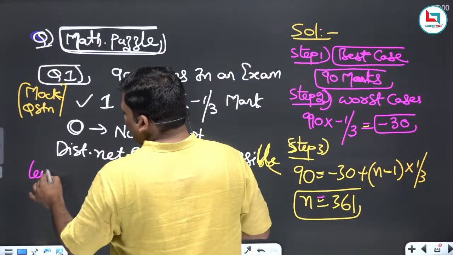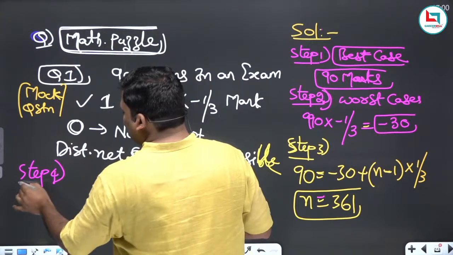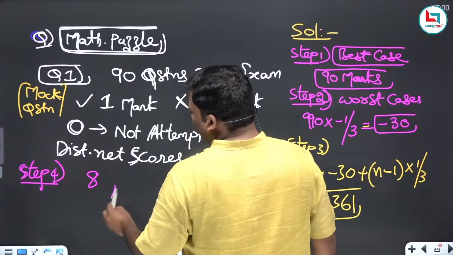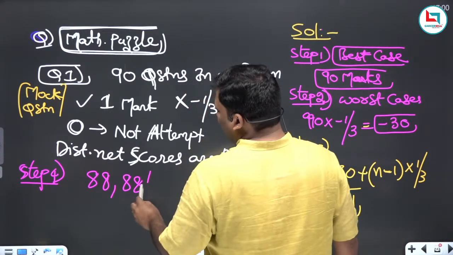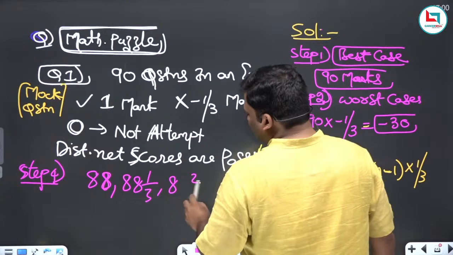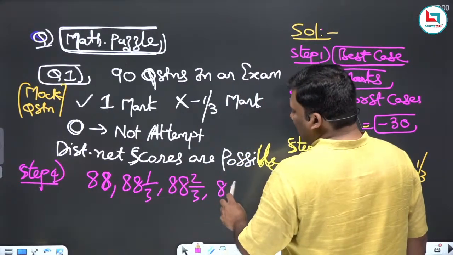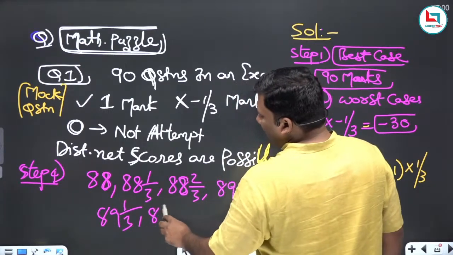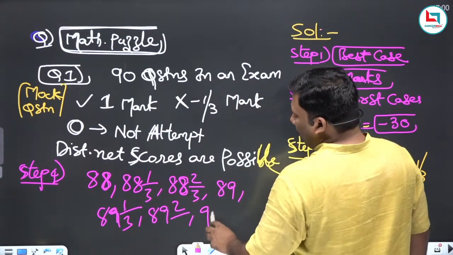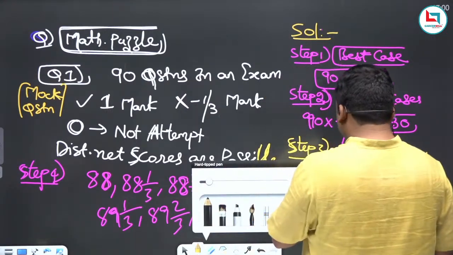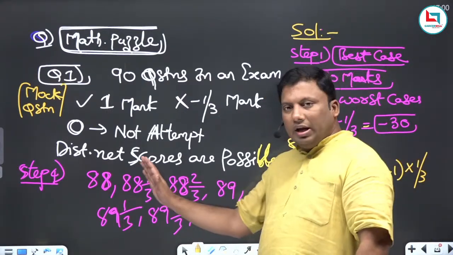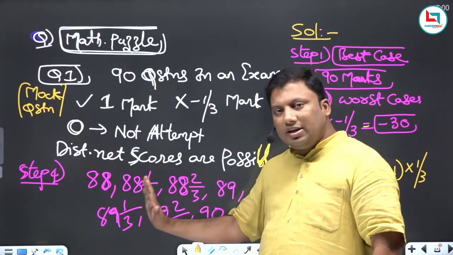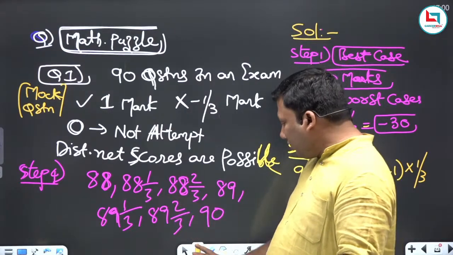Step number 4. What is the mistake in these 361? Let us analyze. 88 could be a score. 88 1 by 3 could be a score. 88 2 by 3 could be a score. 89 could be a score. 89 1 by 3 is a score. 89 2 by 3 is a score. And 90 is a score.